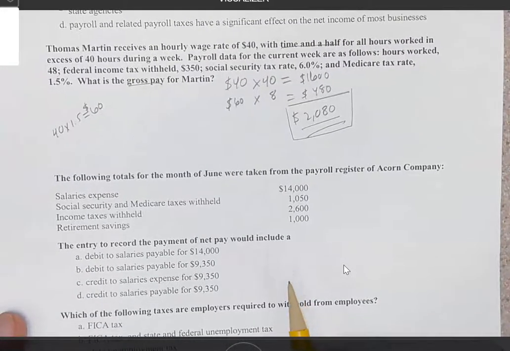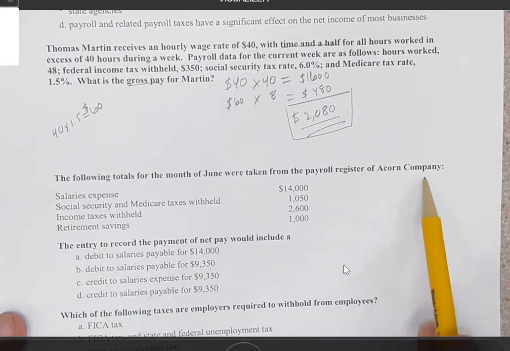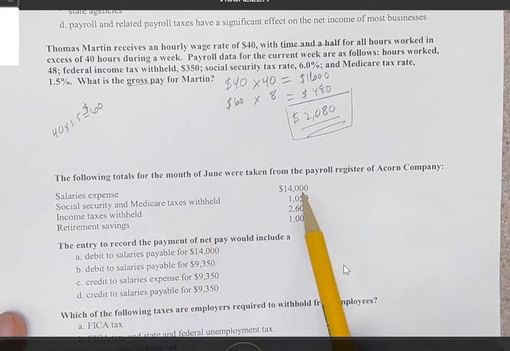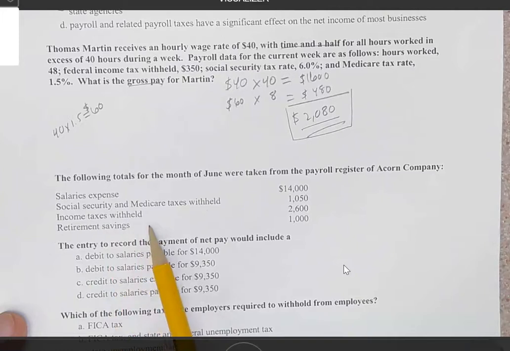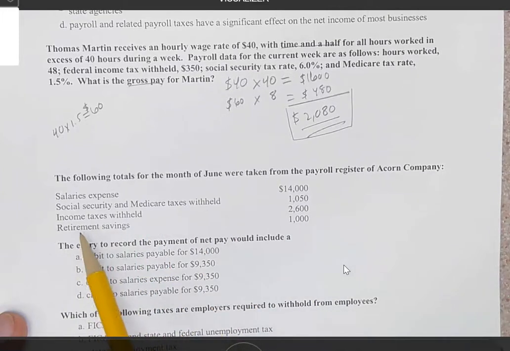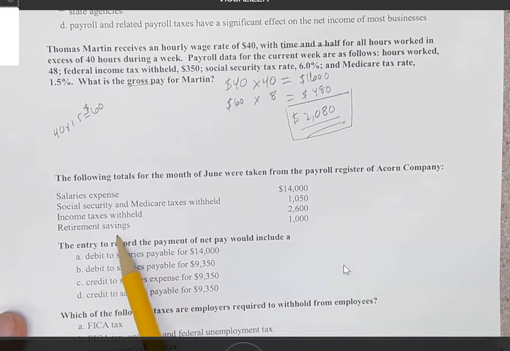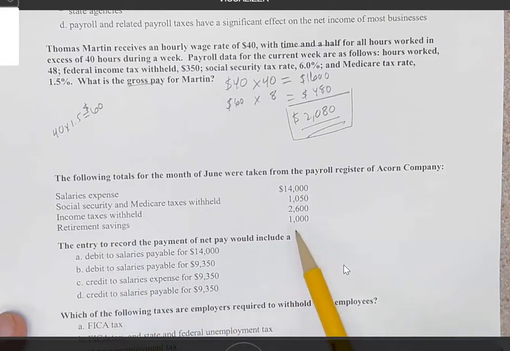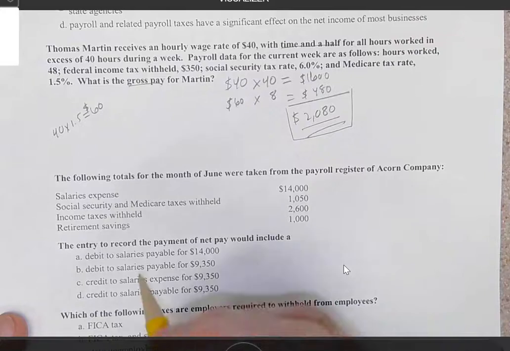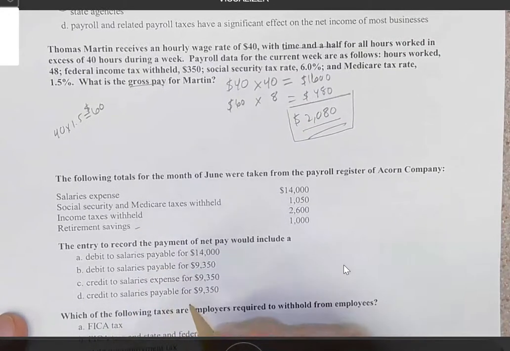All right. Let's see what we have here. It says the following totals for the month of June were taken from the payroll register of Acorn Company. We've got salaries expense, $14,000. And then we have Social Security and Medicare taxes withheld, total $1,050. I'm going to trust them on the math. Income taxes withheld, $2,600. And then retirement savings, okay, retirement savings are $1,000.